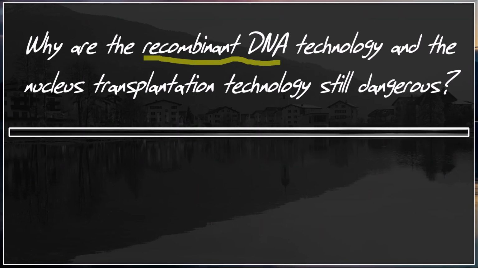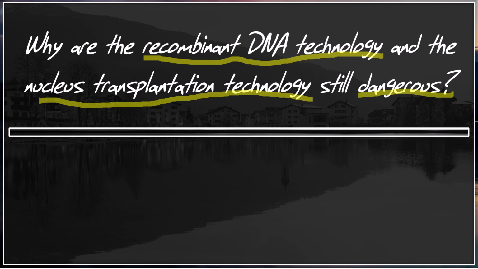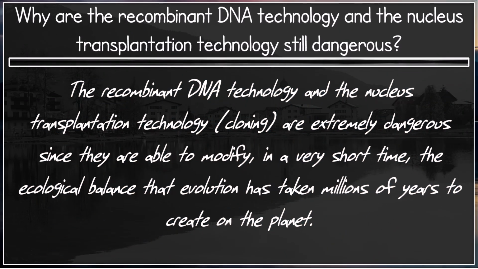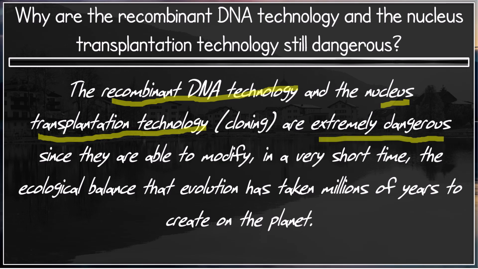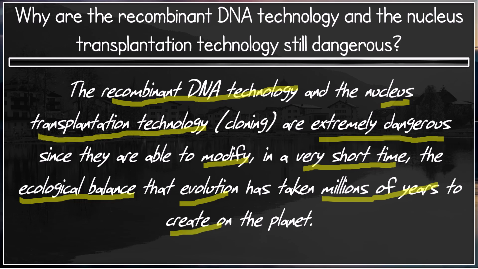Why are the recombinant DNA technology and nucleus transplantation technology still dangerous? The recombinant DNA technology and nucleus transplantation technology, or cloning, are extremely dangerous since they are able to modify in a very short time the ecological balance that evolution has taken millions of years to create on the planet.